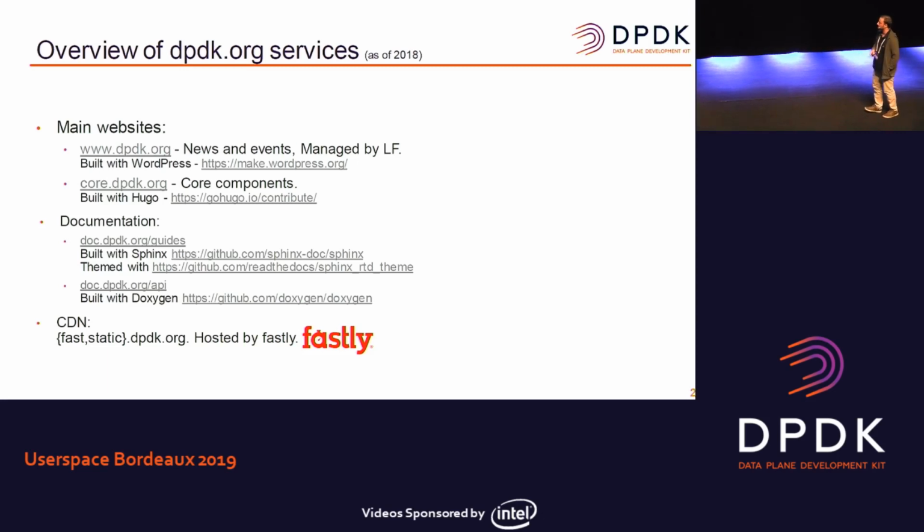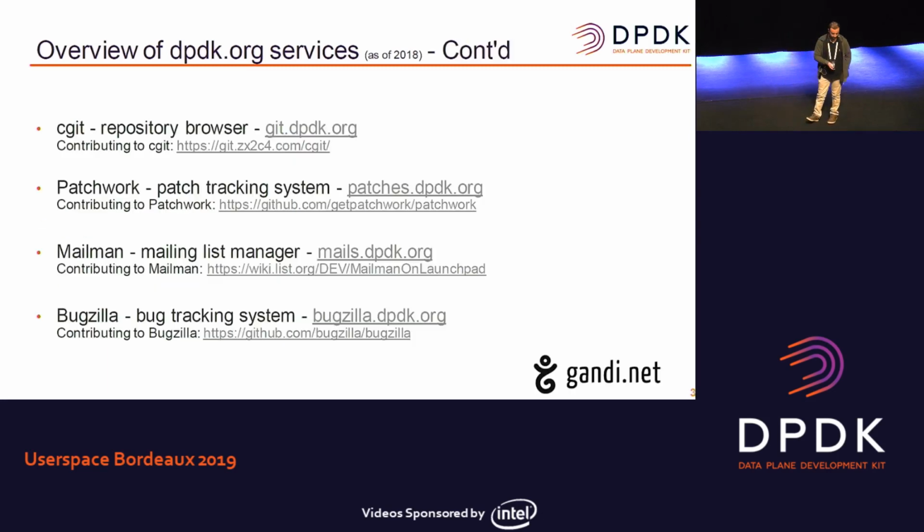So our CDN, which serves static content, PDF documents, and other kinds of documents, release tarballs as well, is hosted by Fastly. So there's CGit, the repository browser. CGit is a CGI application written in C. Patchwork is a patch tracking system. It is a Django application. Its source code is available on GitHub.